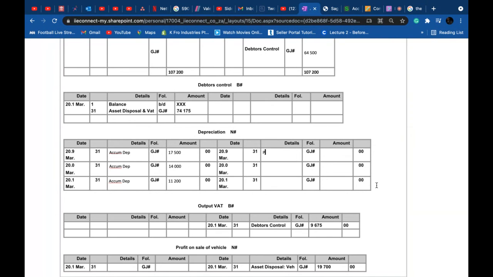So here we have profit and loss. It gets closed off to the profit and loss account. Copy, paste, and then the same amount. Remember, we're closing it off, so we have an equal and opposite entry. 14,000, and then here finally 11,200.